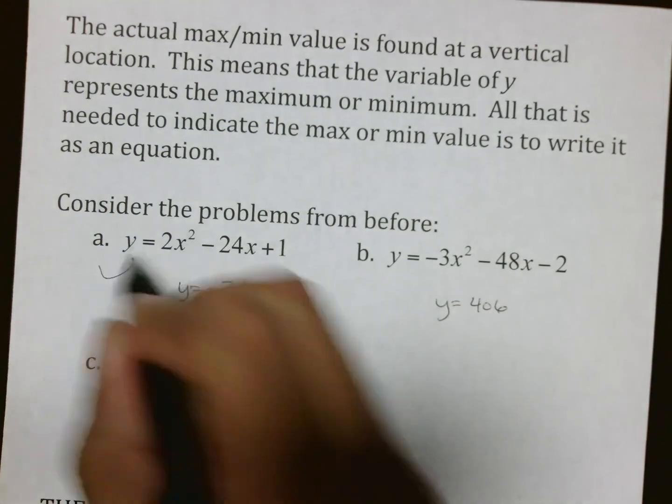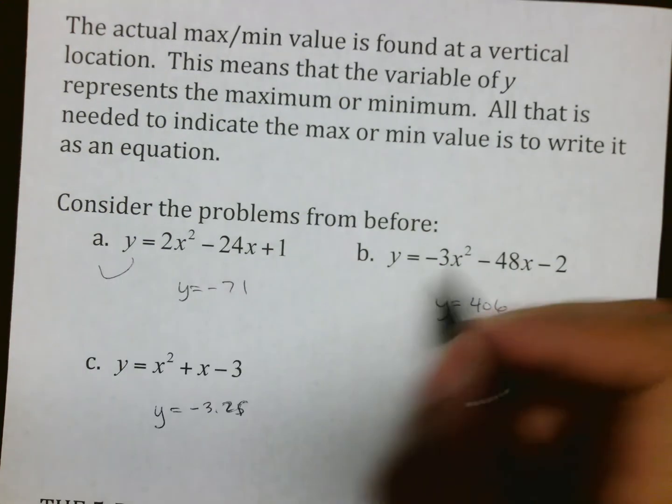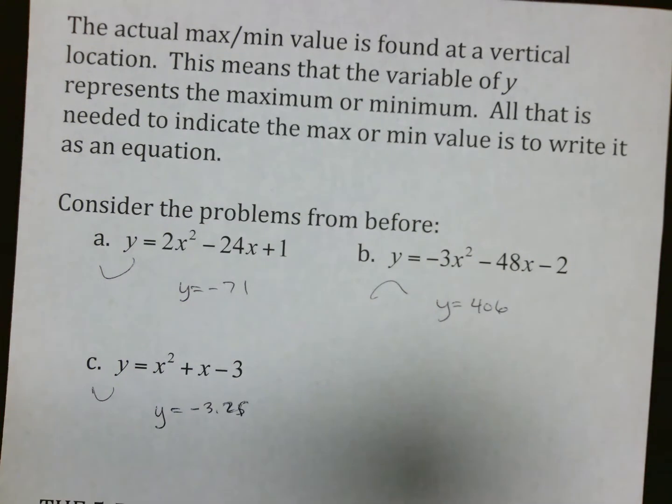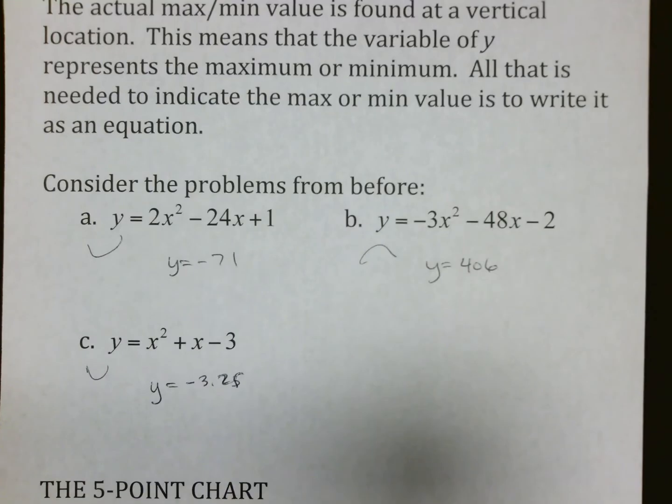Now I don't care whether it's a max or min. We could figure that out by saying that because this is positive, that's a minimum, and because this is negative, that's a maximum. Your main thing is to be able to find that value.